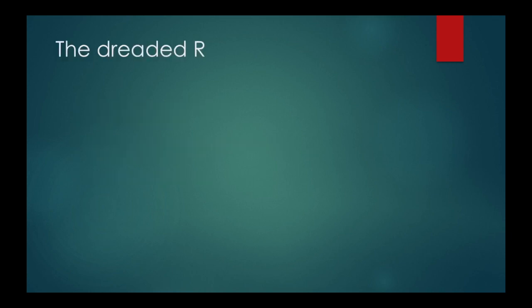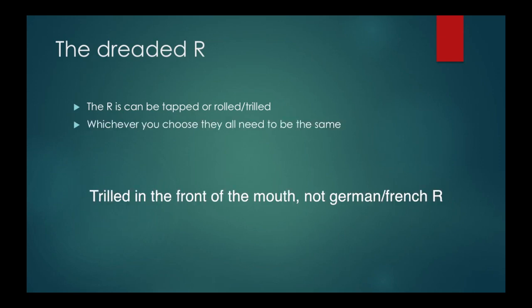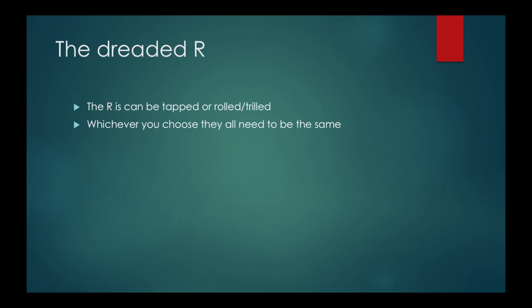The next letter people often have trouble with is the R. The R is very different than in English, and it's pretty much the R in Spanish. You can also trill the R, but whichever way that you decide to pronounce the R, you should pronounce it the same all the time in every word. So if you're going to roll it, that means you have to roll every R. Personally, I think that's a little bit too much, and I think it's more common that people tap it rather than trill it, like in the Spanish word pero.